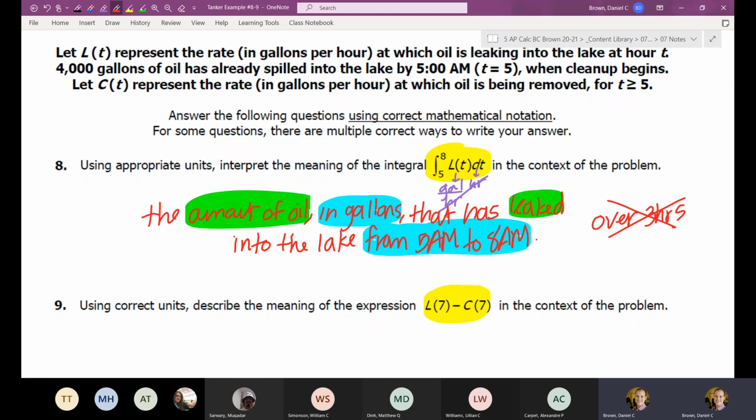Does anyone have any questions about one that they wrote down? Just want to see if it would receive credit or not.